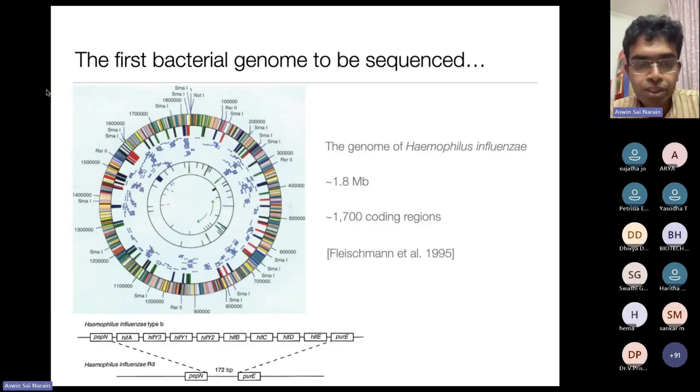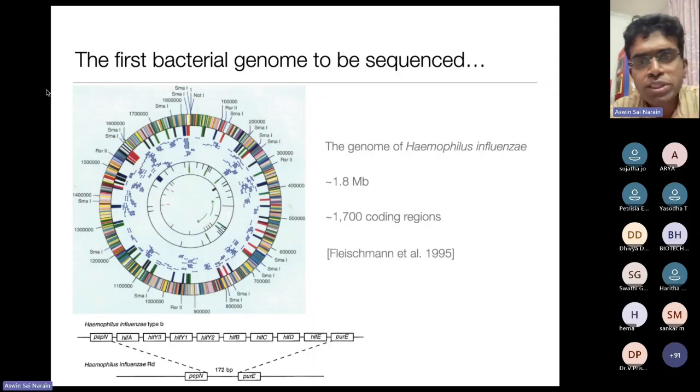So the very first bacterial genome to be sequenced was not something like E. coli. This was Haemophilus influenzae. It's an interesting organism. The name itself is a misnomer. Haemophilus influenzae does not cause influenza. Obviously, influenza is caused by the flu virus. It is just a misnomer caused by an erroneous attribution of influenza to this organism a long time ago. This genome, sequenced in 1995 at TIGR, which is now called JCVI in the US, came to about 1.8 megabases and was predicted to contain about 1,700 coding regions.